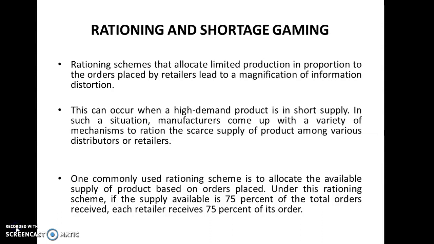One of the mechanisms is to allocate the available supply of product based on orders placed. So in this rationing scheme, if the supply available is 75% of total orders received, then each retailer will receive 75% of its order.